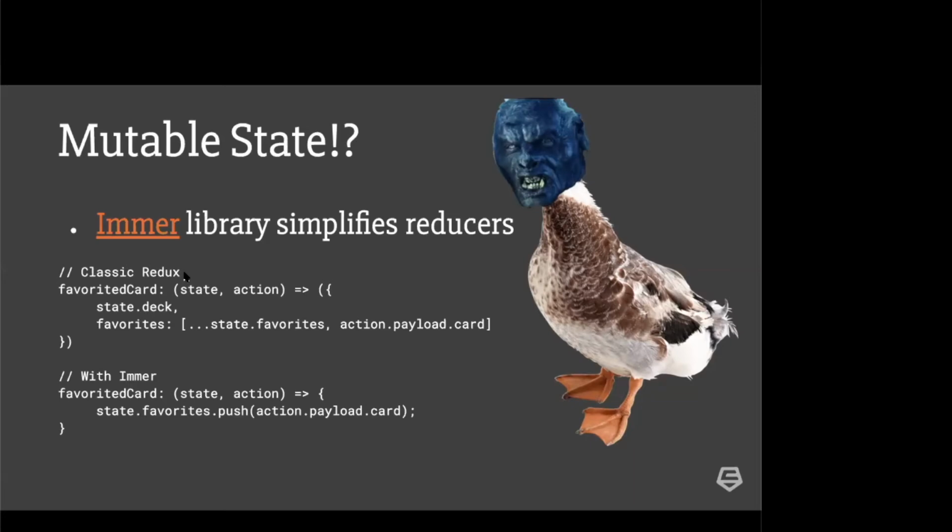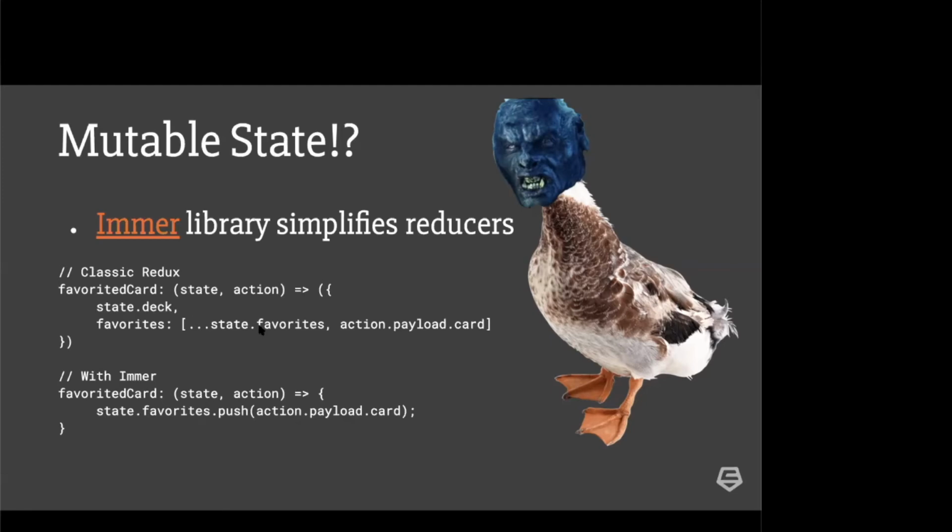So slices are a really big deal, but Redux Toolkit provides a lot more tooling, including the Immer library. This simplifies reducers significantly. Previously in classic Redux, you can see that Redux cannot manipulate state directly. A reducer should not manipulate state. A reducer should instead return a new state object.